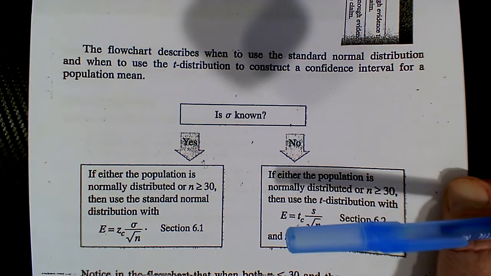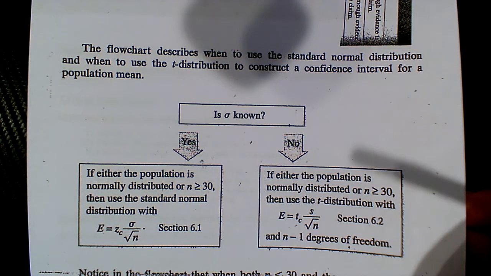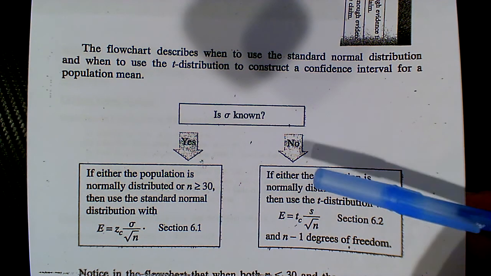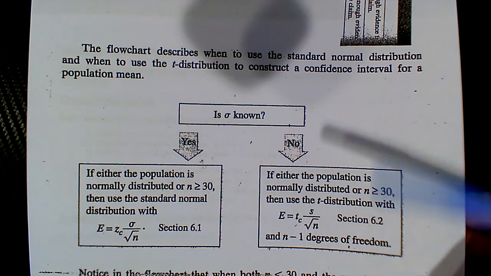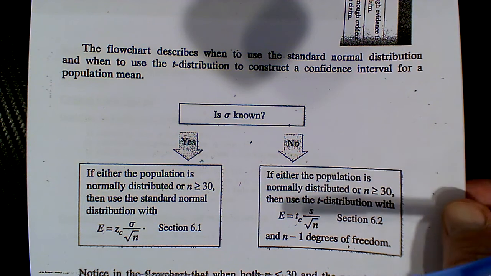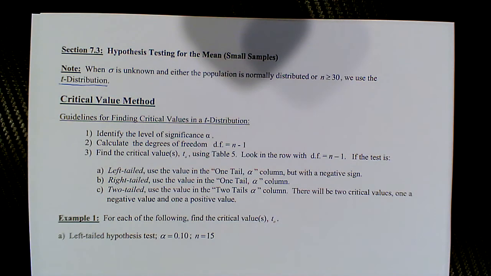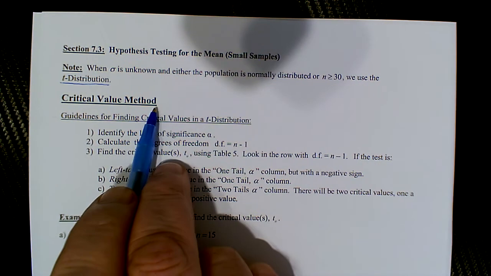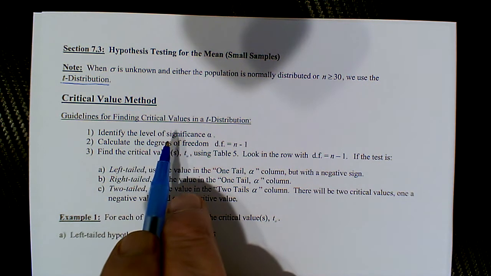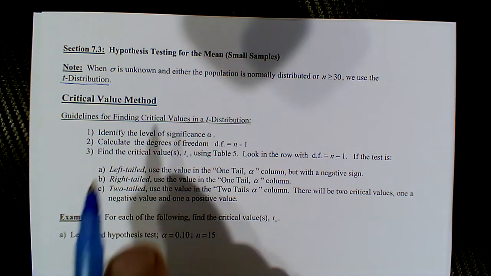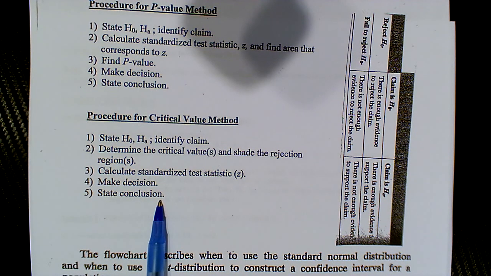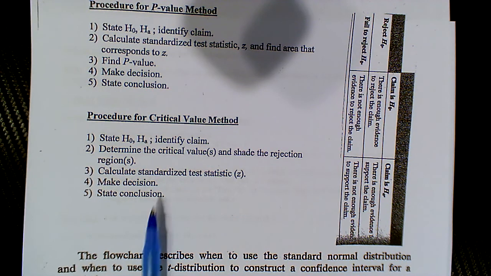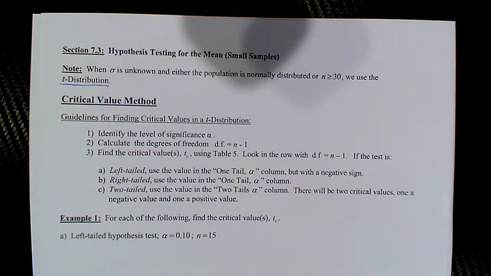That's your cheat sheet for the exam. The bottom tells you when to use Z or T, and basically T if we don't know sigma, as long as we're normally distributed or n is greater than or equal to 30. So we're going to use the critical value method, and that also is on your cheat sheet. So we have our 5-step process that we used in section 7.2 for the critical value method. So we'll follow that.